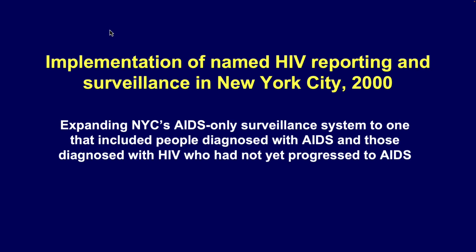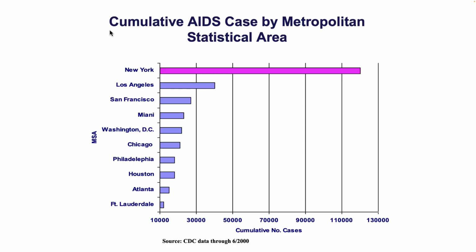So drilling down to the local level to explore this a little further, we'll look at the building blocks and inner workings of New York City's surveillance system for HIV and AIDS. I was fortunate enough to be involved in the process of transitioning New York City's surveillance system from an AIDS-only surveillance system to one that included both people diagnosed with AIDS and those diagnosed with HIV who hadn't yet progressed to AIDS. So I'll try to describe the context at the time and how we went about this process of evolving one of New York City's largest and most complex public health surveillance systems. So let's set the stage for this.